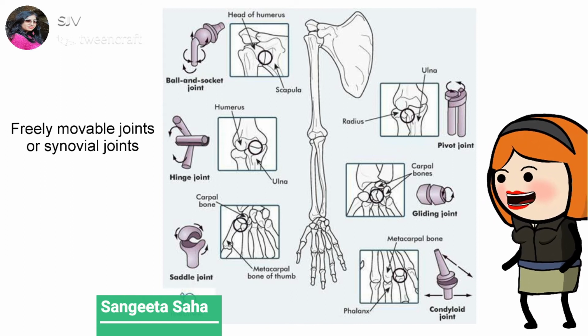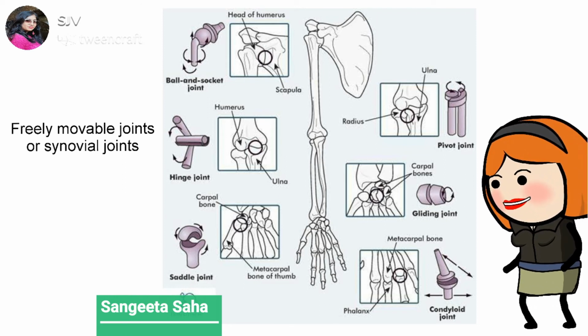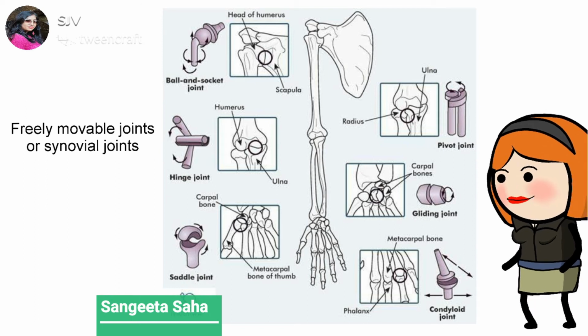The second type of synovial joint is the hinge joint. In this type, one rounded surface of a bone is received into another in such a way that movement is only possible in one plane, as occurs in the movement of a hinge. Knee joint and elbow joint are the examples of hinge joint.